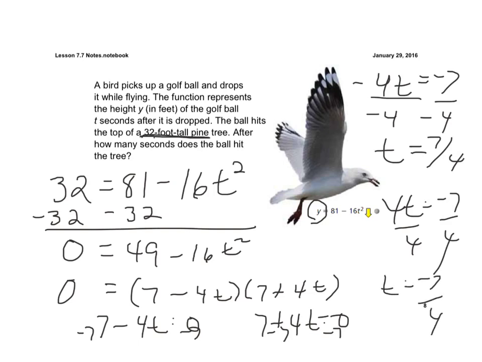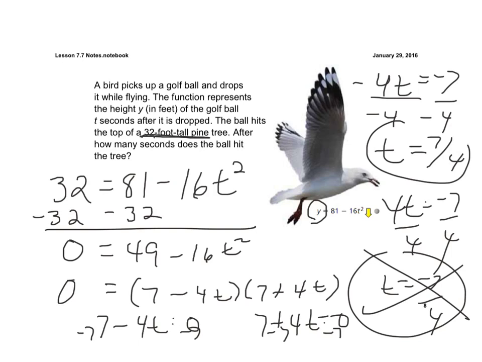Well, we're dealing with time. It doesn't make sense that time could be negative, so that doesn't work. But this one does work. So if t equals 7/4, so that's actually 1.75 seconds is how long it would take for that golf ball to hit the top of that pine tree after the bird had dropped it.